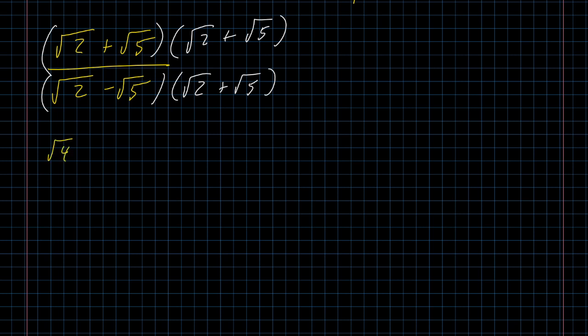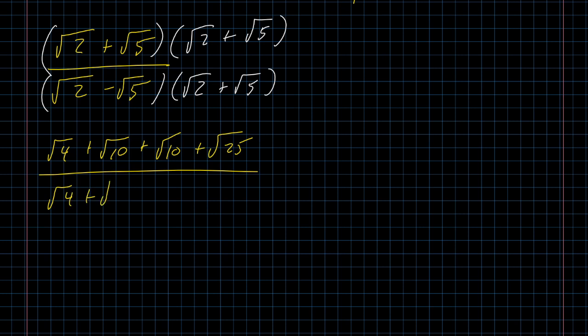We'll have root 2 times root 5, which is root 10. We'll have root 5 times root 2, which is root 10. And we'll have root 5 times root 5, which is root 25. In the denominator, we'll have root 4 plus root 10 minus root 10 minus root 25. And we can get a little bit of cleanup going on here.